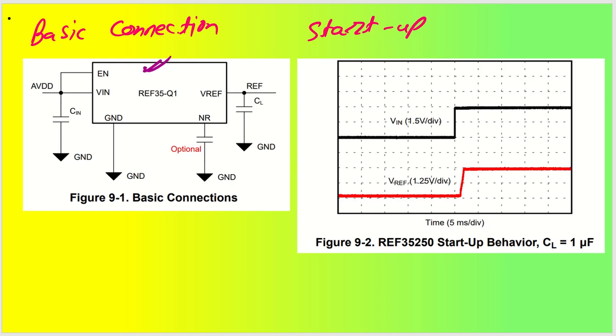Coming back to basic connections. As I already mentioned, you have to have an input capacitor, an output capacitor, and an optional noise reduction capacitor. That's all, nothing more than that is needed. As you can see, we have the input voltage here and the voltage reference output. The full scale is 5 milliseconds, which is 5 milliseconds per division, so it takes less than 2.5 milliseconds. Close to 2 milliseconds will be the difference from input to output. So just after 2 milliseconds you will be able to get your output voltage.